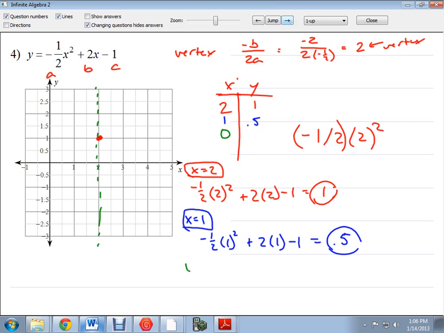Then we want to plug in 0. Again, 0 is always the easiest one to plug in, because whenever you plug in 0, it makes a lot of the stuff just sort of not matter anymore. Negative 1/2 times 0 is 0. 2 times 0 is 0. Minus 1 is negative 1. So it makes it a whole lot easier. So whenever I go to graph this, I will have positive 1, 0.5, and I will have 0, negative 1.